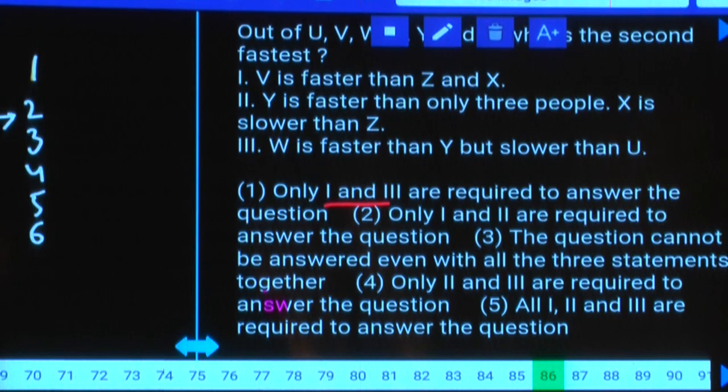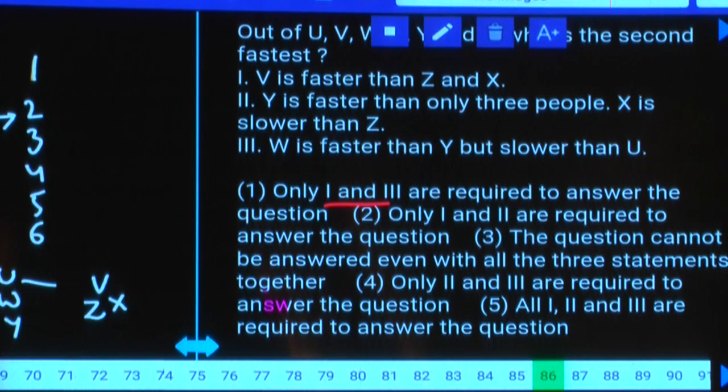First one, V is faster than both Z and X. Between Z and X, who is faster than whom is not clearly given. Hence, V is faster than both these two persons, Z and X. And this is condition number 1. Third one, W is faster than Y, but slower than U. Among these three persons, U, W, and Y is the order. Now there is no link between this. U, W, and Y is separate and V, Z, and X is separate. Hence, by combining 1 and 3, we cannot determine the answer. 1 and 3 is not sufficient, then 1 and 2.